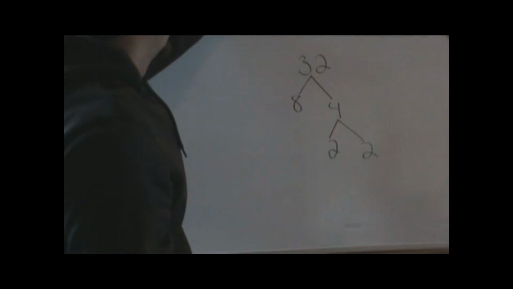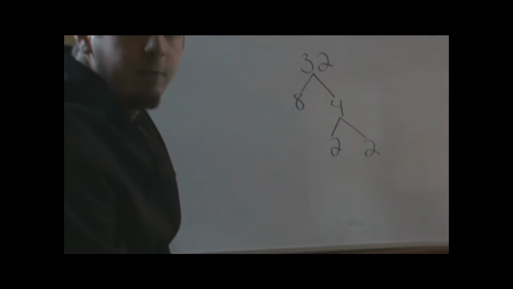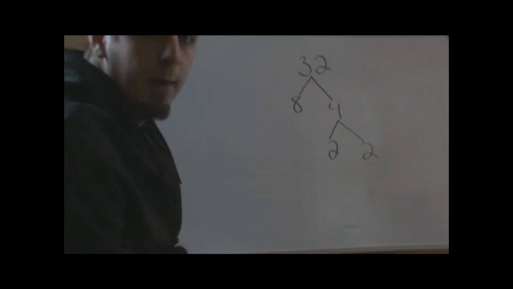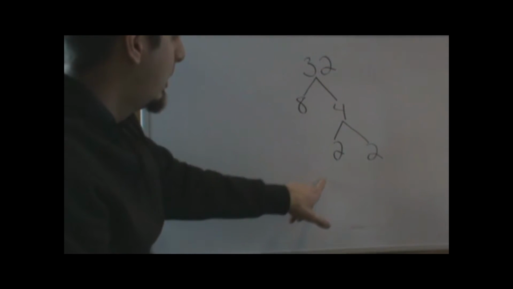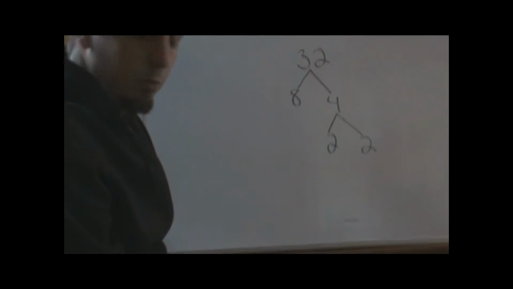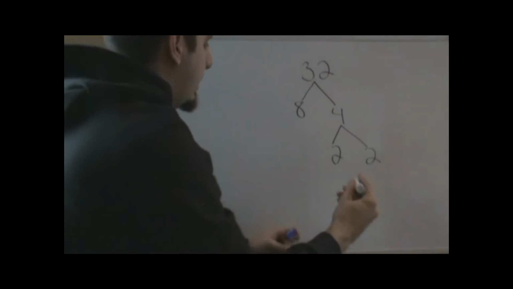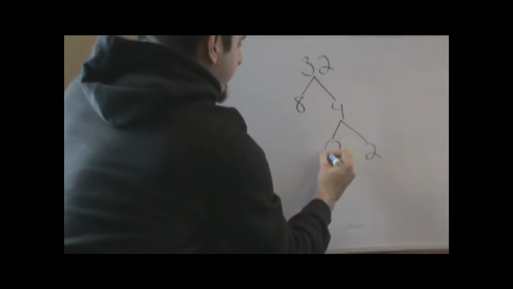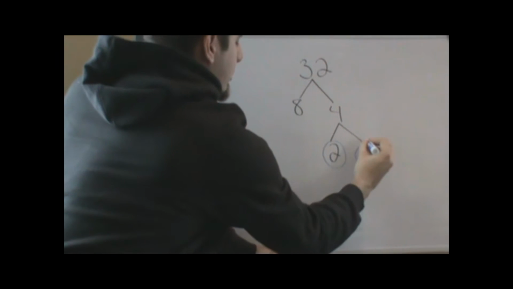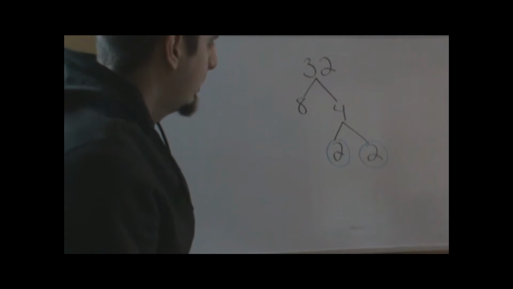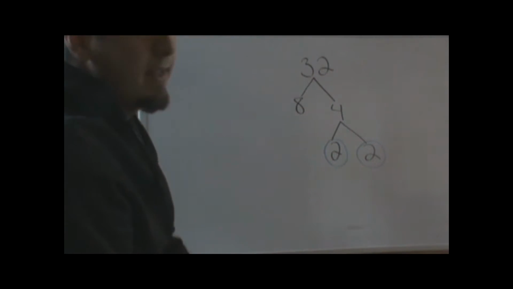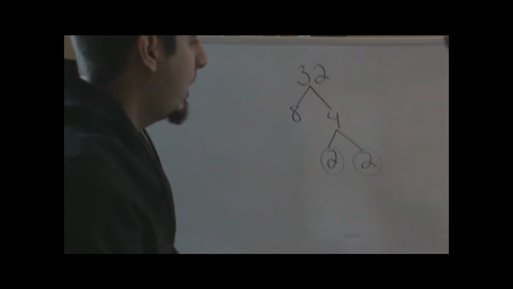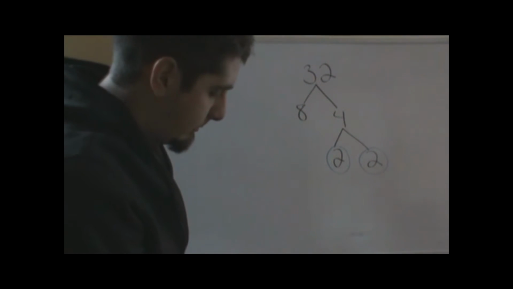At this point, I have 2 prime numbers in my factor tree. 2 cannot be broken down any further because 2 is a prime number. Its only factors are 2 and 1. So I can't break that down any further. So at this point, I'm going to circle the 2 2's I just got, because those signify the end of these branches. Once you hit a prime number, that branch has ended.